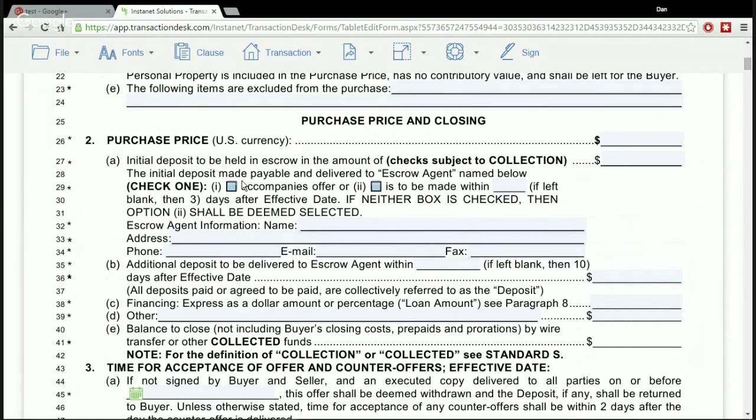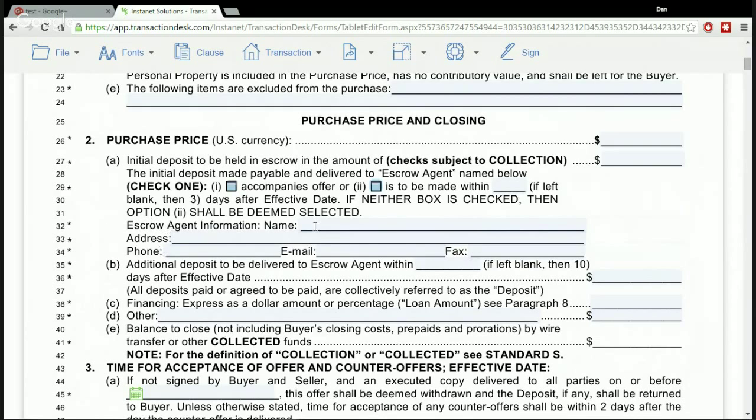Unless the check is with the contract, you're delivering it in person, either the check to the title company or the check along with the contract to the seller or the listing agent, then you'll check this box number 2 here under line 29. So the escrow deposit is delivered to the escrow agent within blank amount of days. The default is 3 after effective date. So you can put 2, 3, you can put 5 if you want, but just make sure that you have the escrow delivered to the escrow agent within X amount of days of the execution date.